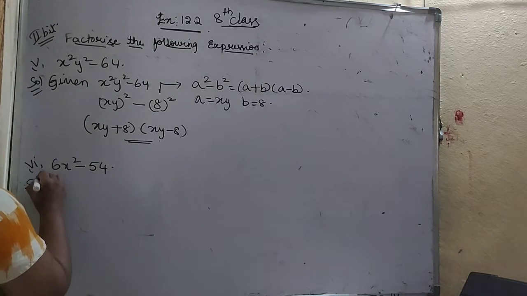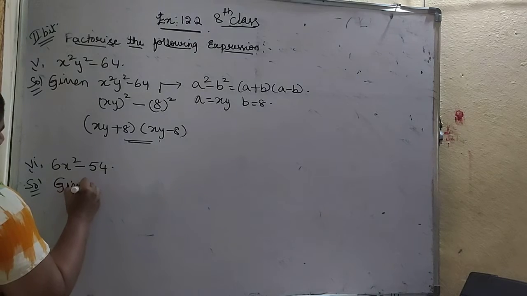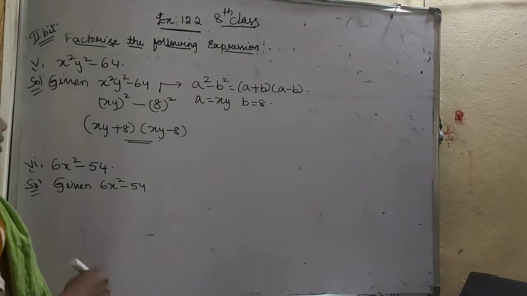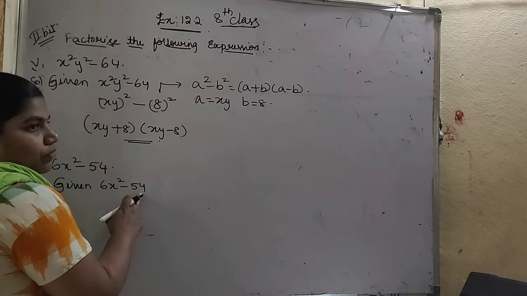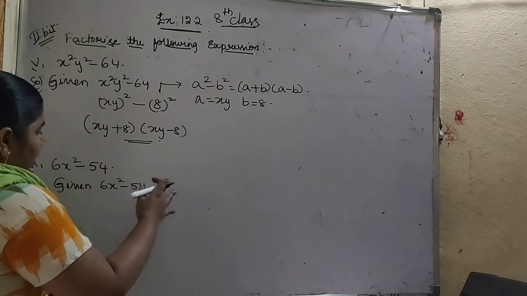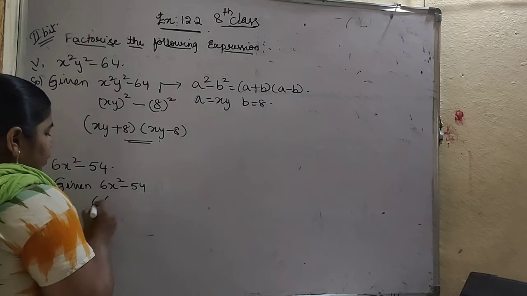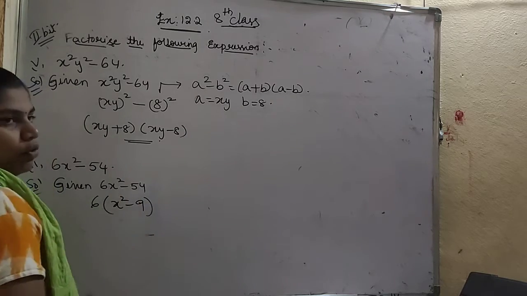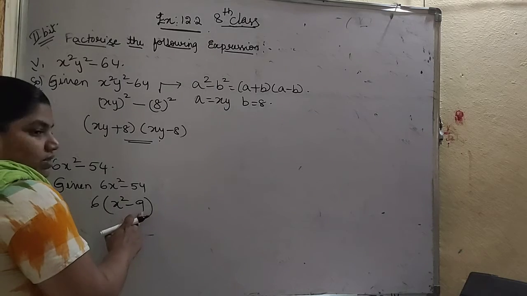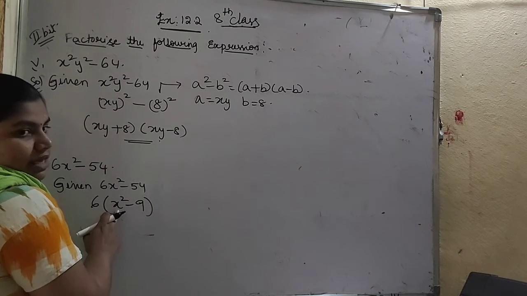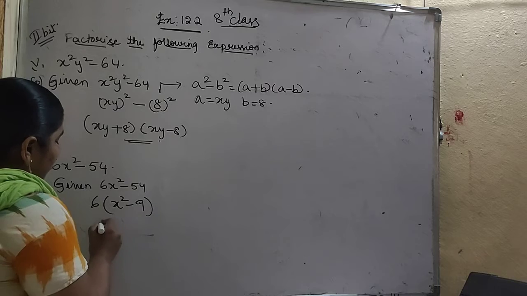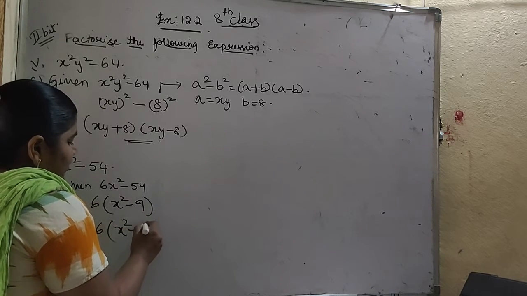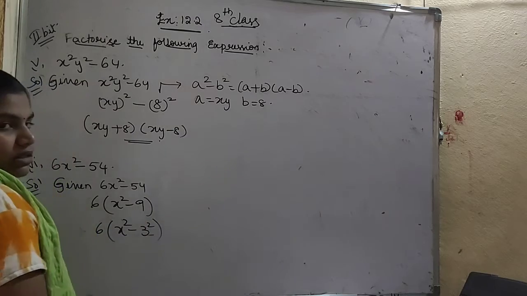So your given is what? Given 6x square minus 54. Here 6 will go in the 6 table as well as 54 will go in the 6 table. So I am taking 6 as common. The remaining terms are x square minus 9, since 6 nines are 54. Now if you see, this 9 is a square number, and x square is also in the form of a square. So we can write this as x square minus 3 square. 9 can be written as 3 square.